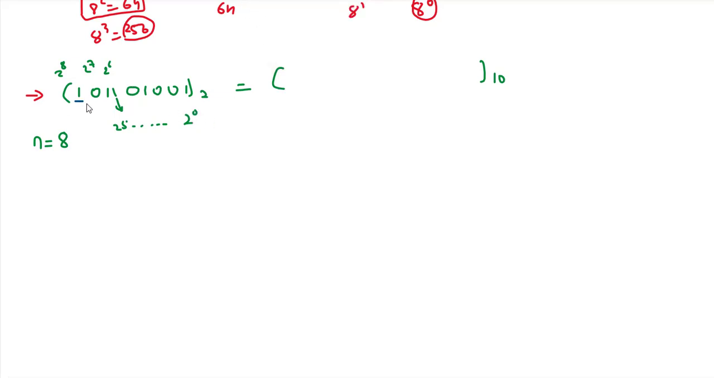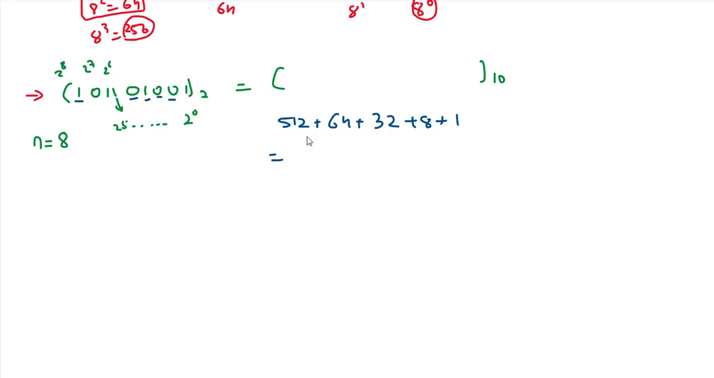So this is multiplied by 2 raised to 8. 2 raised to 8, as we know, is 512. Then 2 raised to 7 into 0 will be 0. 2 raised to 6 into 1 will give us 64. Then 2 raised to 5 into 1 will be 32. Then 2 raised to 4 into 0, which will give us 0. 2 cube into 1, which will give us 8. Then this is 2 square, which multiplied by 0 will give us 0. Then 2 raised to 1 into 0, again 0. Then finally 2 raised to 0 into 1, which will give us the value as 1.